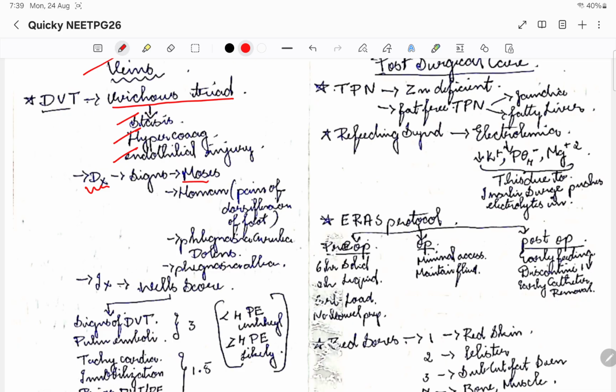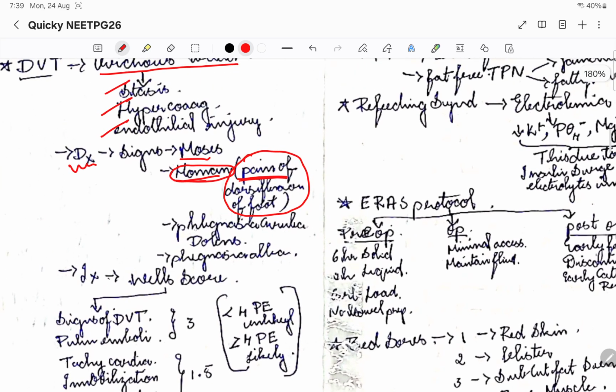So signs will be Moses sign and Homan sign. What is Homan sign? Pain on dorsiflexing the foot. Okay, for example, there is a DVT in the calf muscle. So if we dorsiflex the foot, there will be pain. Okay, this is known as Homan sign. Remember that. Then there is something called Phlegmasia cerulea dolens, which is pain in that particular region of the calf. For example, this is a calf and this particular line is there. If there is pain over there, then it is called Phlegmasia cerulea dolens. Okay, please remember this name. Whereas Phlegmasia alba is nothing but the whitening of that particular region.